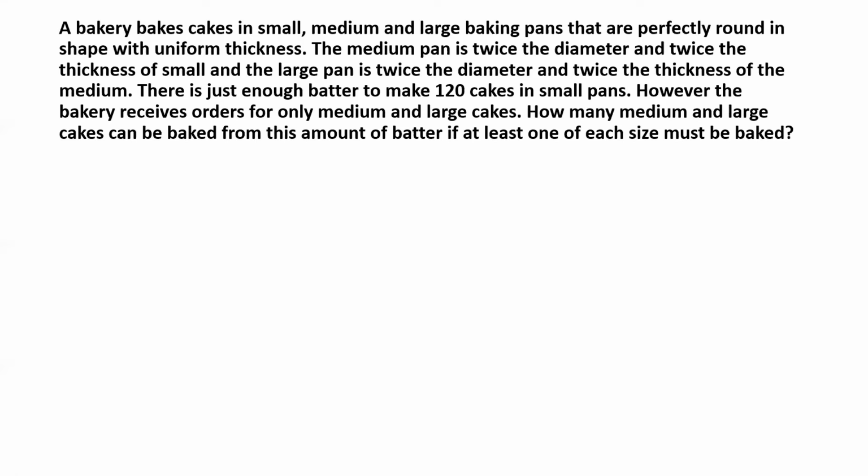A bakery bakes cakes in small, medium, and large baking pans that are perfectly round in shape with uniform thickness. The medium pan is twice the diameter and twice the thickness of small, and the large pan is twice the diameter and twice the thickness of the medium. There is just enough batter to make 120 cakes in small pans.